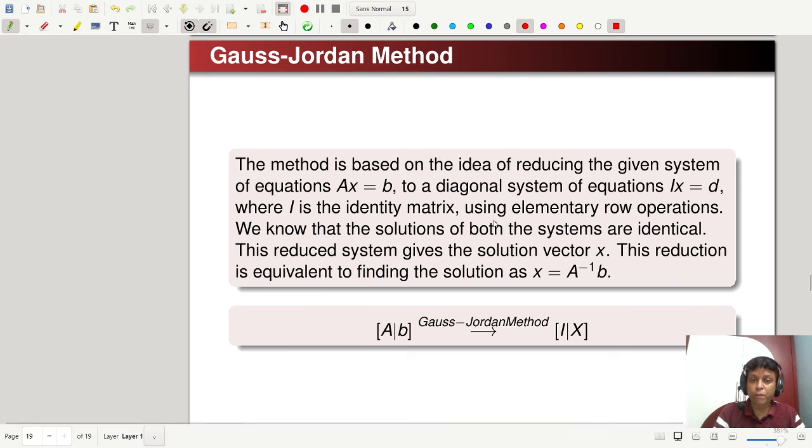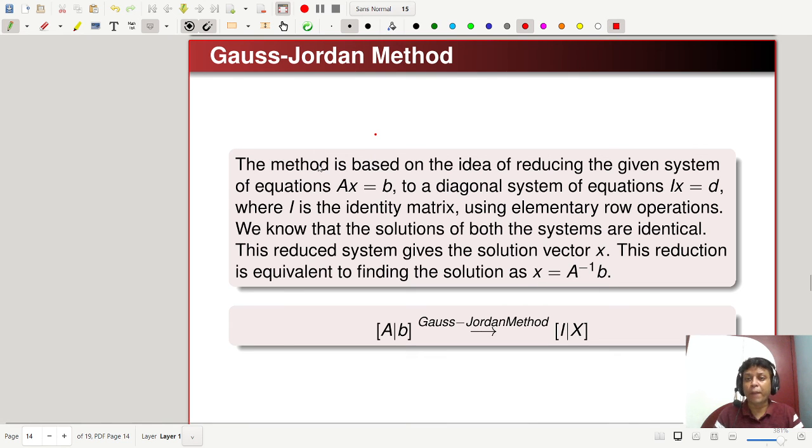So the Gauss-Jordan method is based on the idea of reducing the given system of equations Ax equal to B to a diagonal system of equations Ix equal to D, where I is the identity matrix, using simple elementary row operations, as I have explained. We know that the solutions of both the systems are identical. This reduced system gives the solution vector x. This reduction is equivalent to finding the solution as x equal to A inverse B.